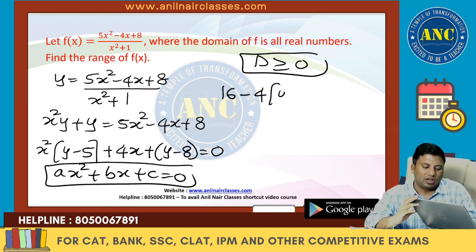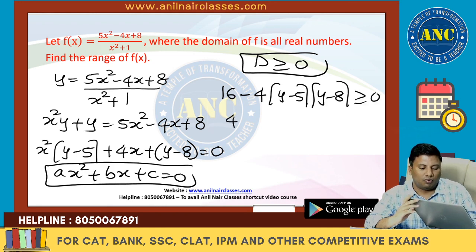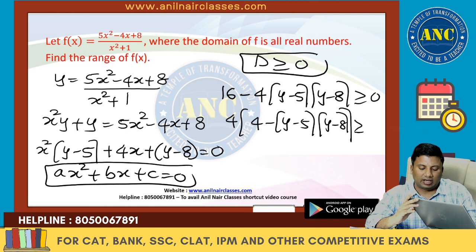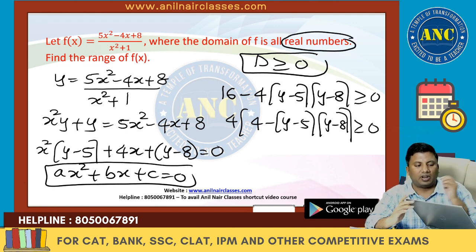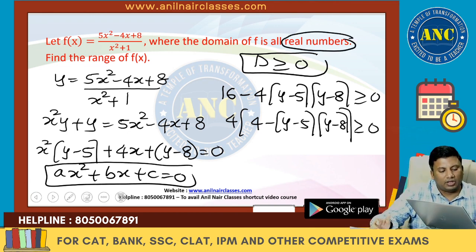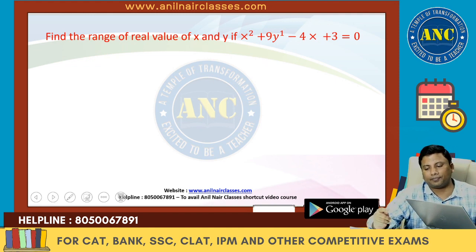16 minus 4 into y minus 5, y minus 8 greater than or equal to 0. If I take 4 common, 4 minus of y minus 5, y minus 8 greater than or equal to 0. This is for a real number. I hope the idea is clear.